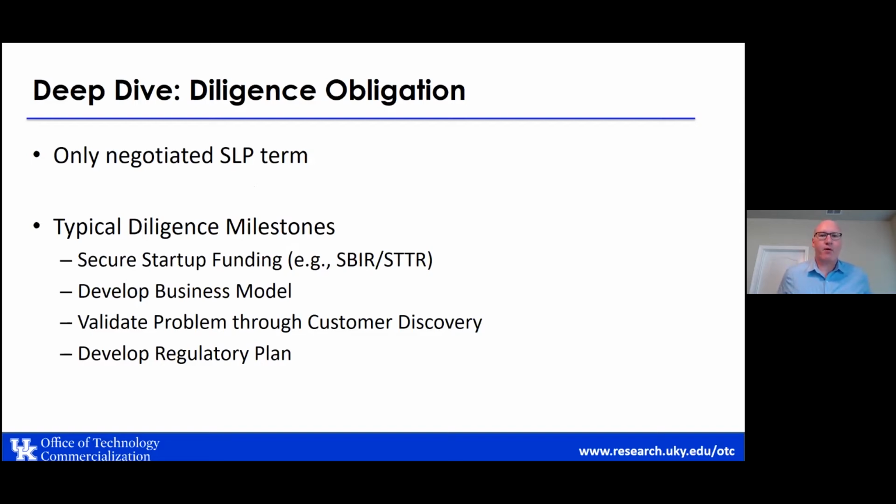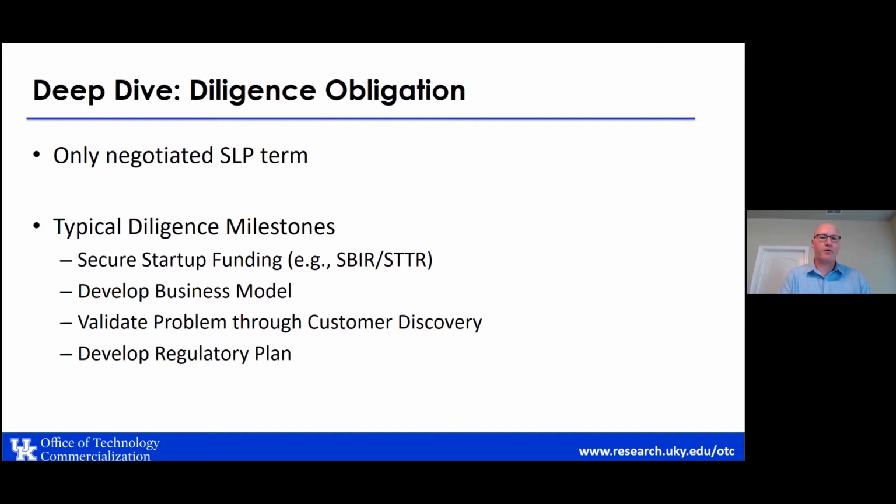The last thing we want to do a deep dive on is the diligence obligations. I said that the SLP is a standardized agreement, so the only aspect of the SLP that is a negotiated term is the diligence milestones. The point of these milestones is for us, in a partnership role, to work with you and ask what you are realistically going to accomplish over the next 12 months. We sit down with you one-on-one and ask what makes sense for your business, what you would define as success over the next 12 months, and then we try to put those things into the milestones.